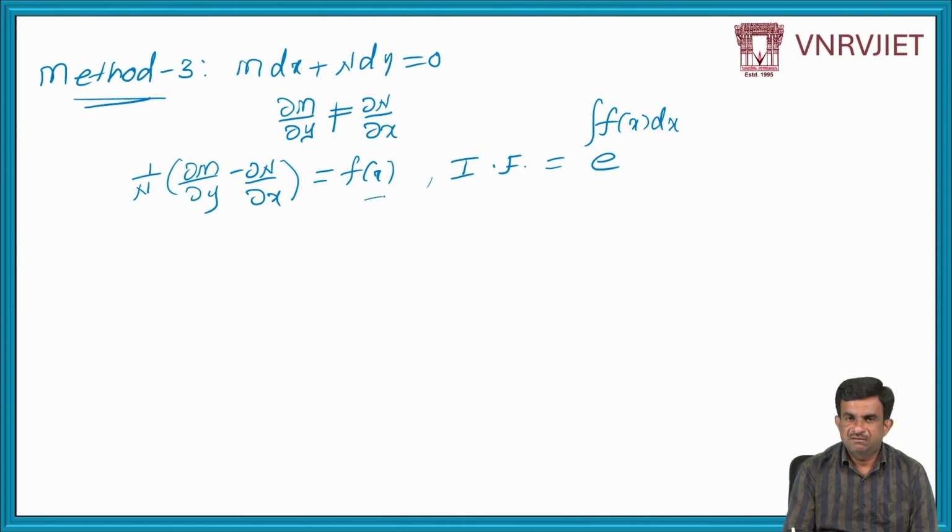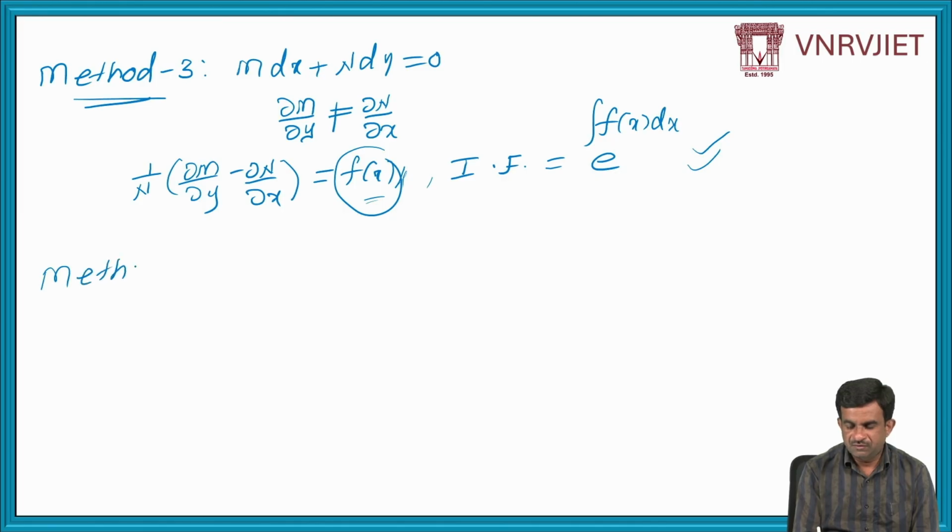In method 3, we write the integrating factor as e to the power of integration f(x) dx, but provided this (1/N) times the difference must be a function of x. Only then will we take the integrating factor as e to the power of integration of f(x) dx. So here f(x) is not the integrating factor. The integrating factor is e to the power of integration of f(x) dx. This is our method 3.